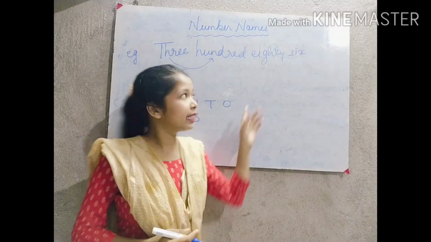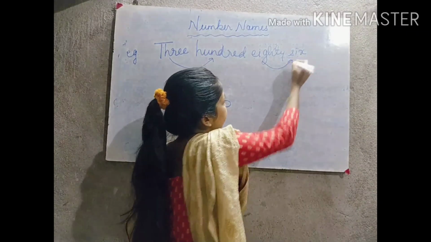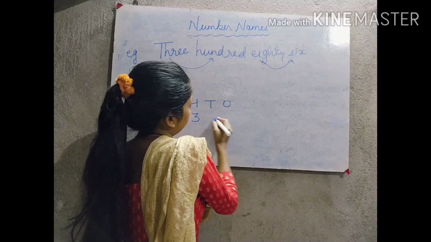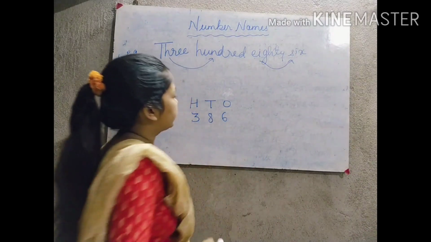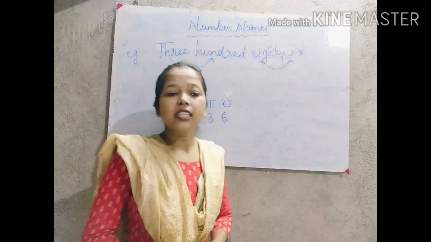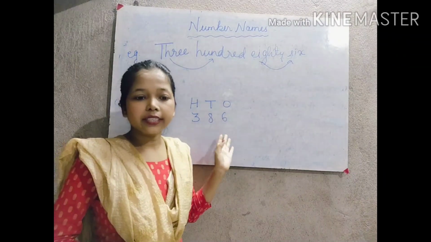And the digit in the tens and ones place together is 86. So we will write here 8 in tens place and 6 in ones place. 386. So the numeral is written as 386.